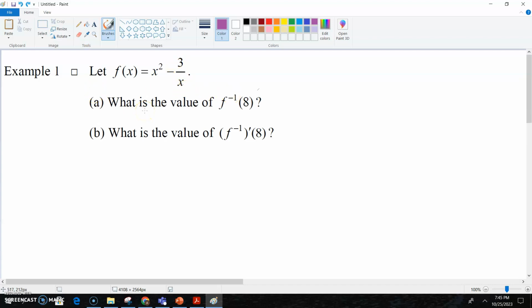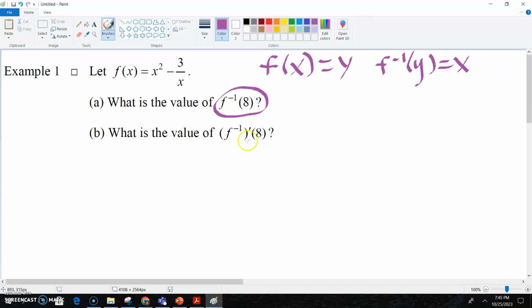The first part of the question is, what is the value of f inverse of 8? So first off, we need to have an understanding of what that asks. Well, in the world of inverse functions, we know that if f of x is y, then f inverse of y gives x. So in this situation, we have f inverse of 8, so we have f inverse of y. So we want to find the x value that gives the output of 8.